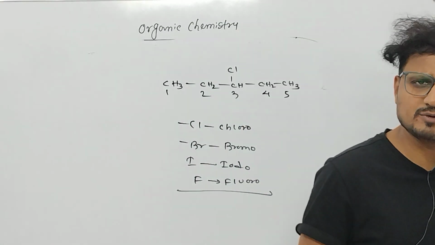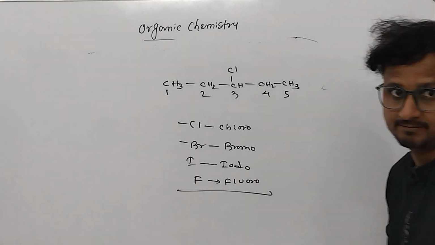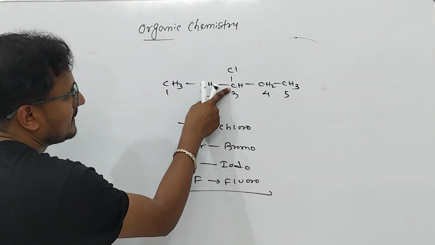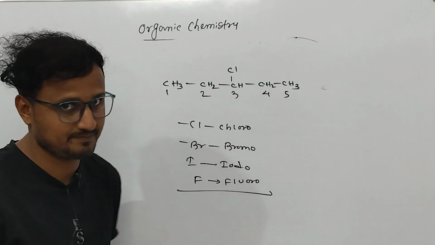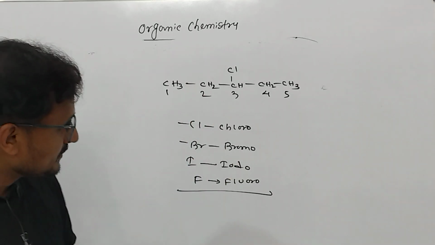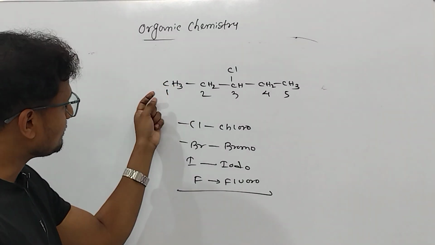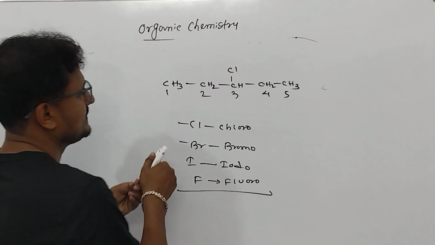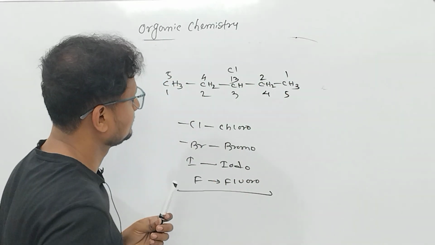Okay, so these can be also considered as prefix. You have to write these names before as a prefix. So what is the number of the position of the chlorine? Chloro is third position. You have to number the carbon in such a way that this should get least number. Now I have numbered from this end 1, 2, 3, 4, 5. You can number from this end also. It will be same. See, 1, 2, 3, 4, 5.